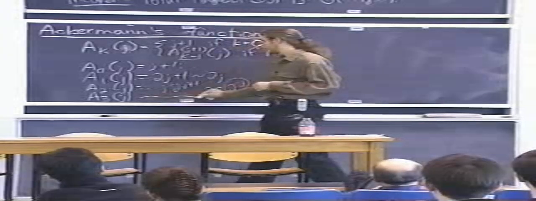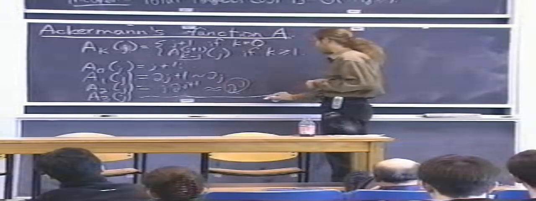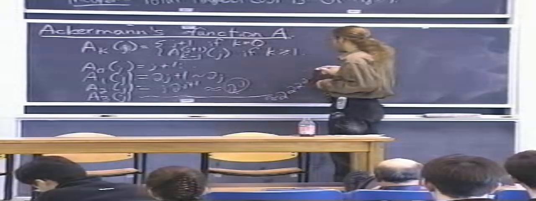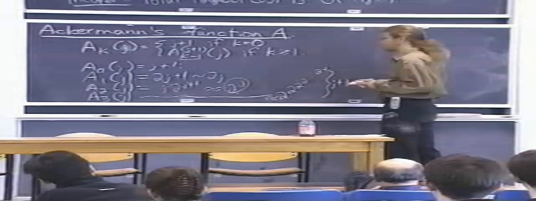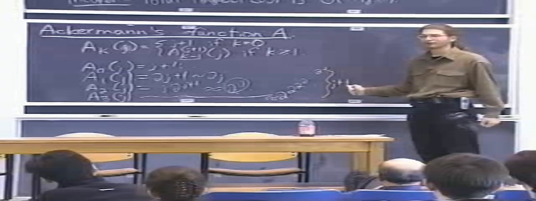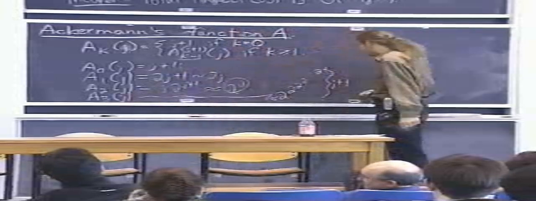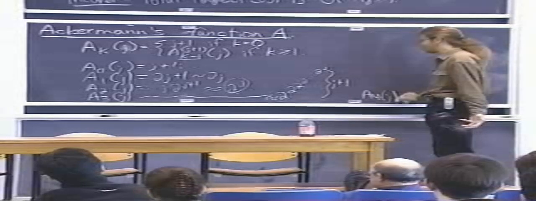So I'll write it over here. A sub 3 of j is roughly 2 to the 2 to the 2 to the 2 to the j, where there are j plus 1 2's there. This is a really quickly growing function, and it's only A sub 3. A sub 4, I can't even write down A sub 4. It's just so big.